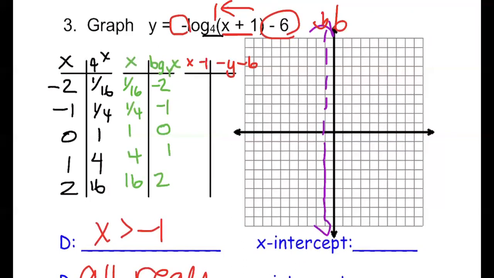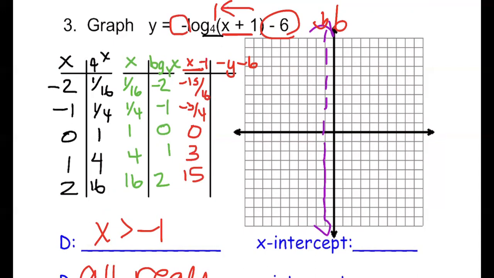And for our final points, and these are the points that we'll actually graph, all my x values, I'm supposed to subtract 1. So 1/16 minus 1 is -15/16. 1/4 minus 1 is -3/4. 1 minus 1 is 0. 4 minus 1 is 3, and 16 minus 1 is 15.